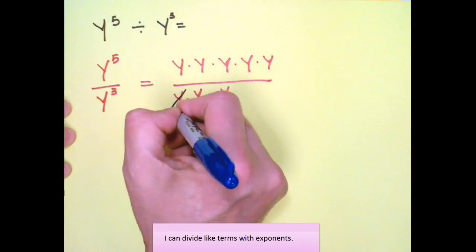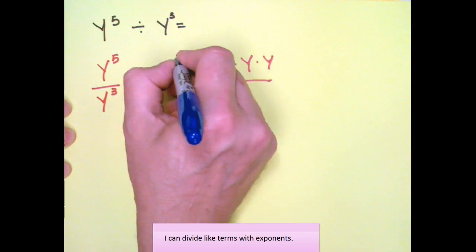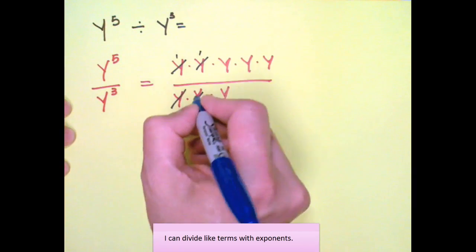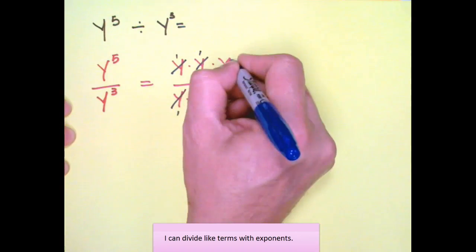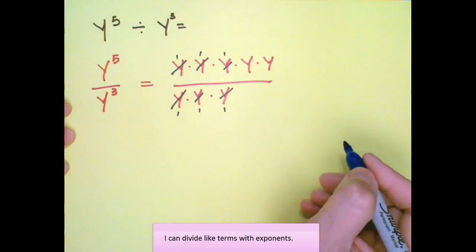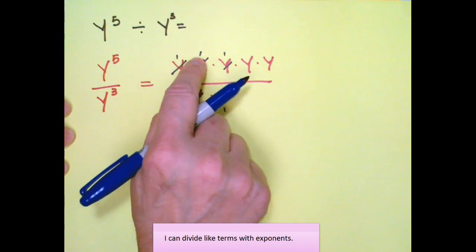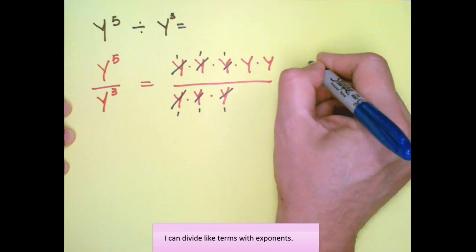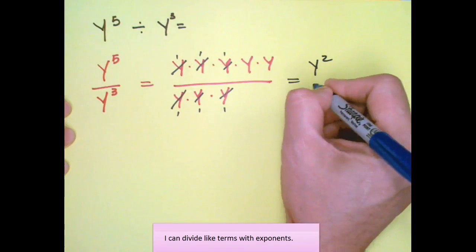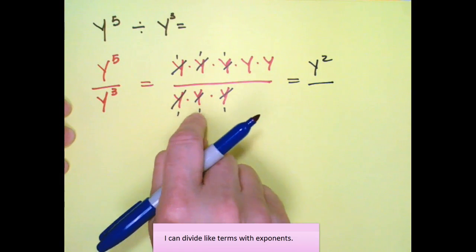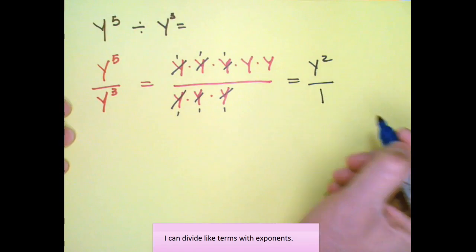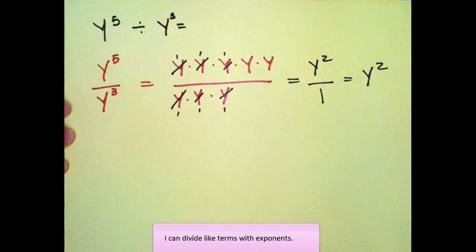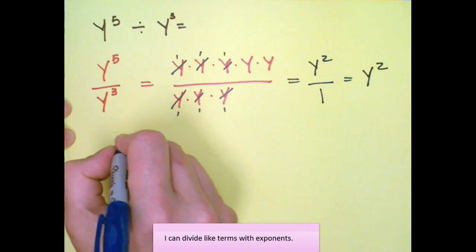Well, y divided by y, that just gives me 1. And y divided by y is 1. And y divided by y is 1. So what I have left up here is 1 times 1 times 1, which is 1, times y times y, equal to y squared, 2 y's. And here I have 1 times 1 times 1, and that is just 1. And so we can simplify that by just saying it is y squared. And this works with numbers as well.